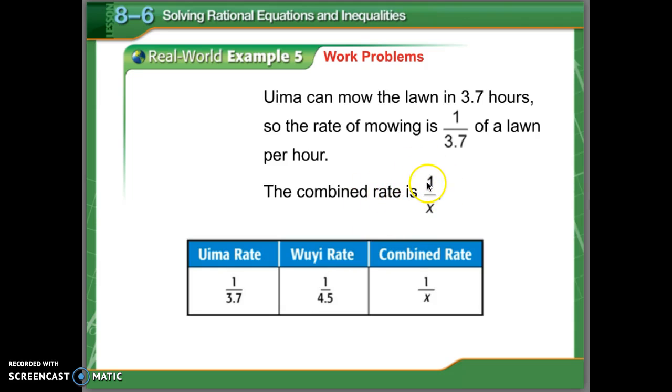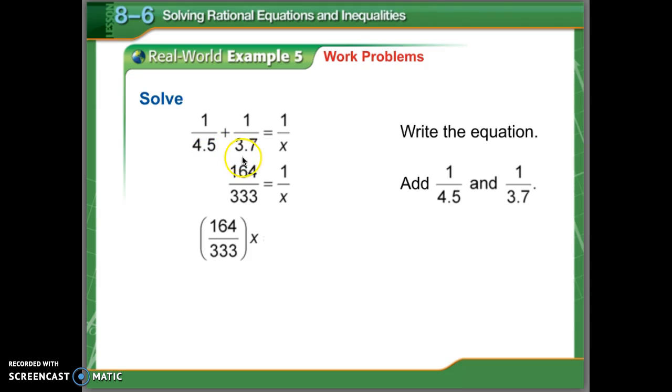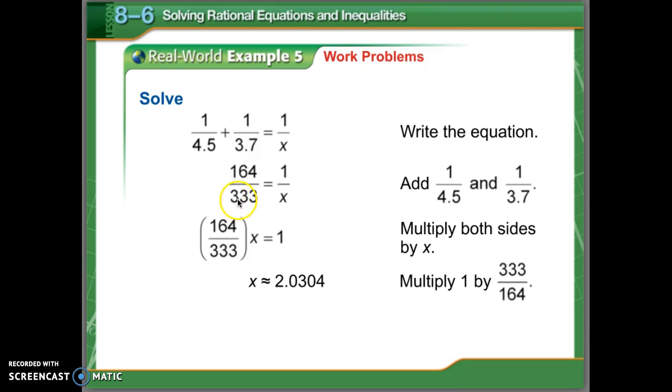So we have Uema's rate is 1 over 3.7, and Wuyi's rate is 1 over 4.5. The combined rate is 1 over x. So to solve it, we just have 1 over 4.5 plus 1 over 3.7. If you combine those, you get 164 over 333. We're going to cross multiply, and we get x is 2.0304 about.